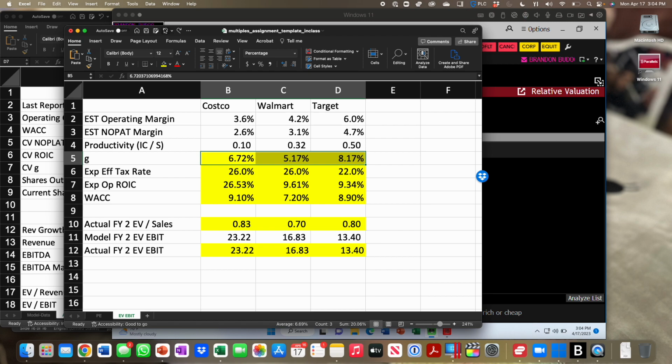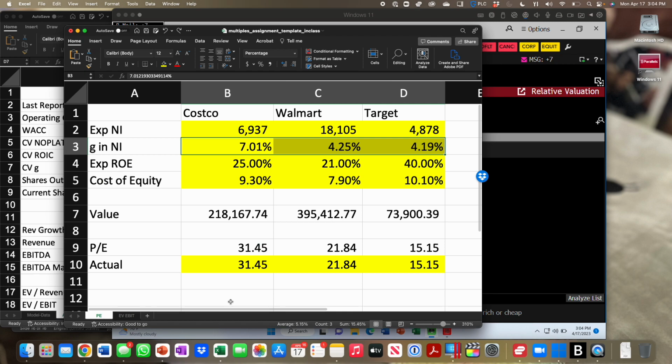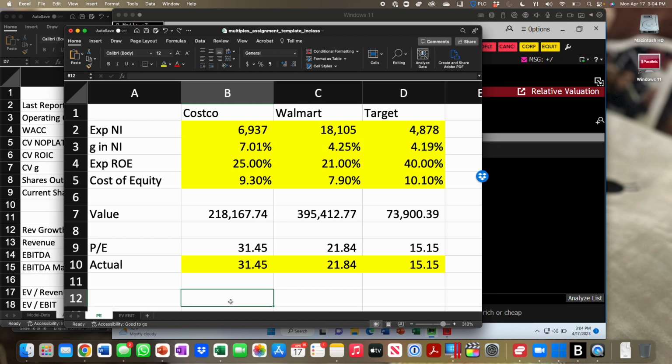Questions about the data collection. These are steps 1 and 2. Now I explain. Why, starting with PE, is Costco's PE 31.45 and Walmart lower at 21.84? These are the three things that drive PE. This is what I'm explaining.